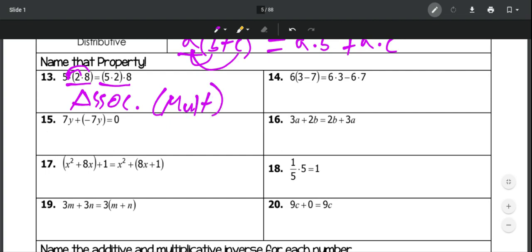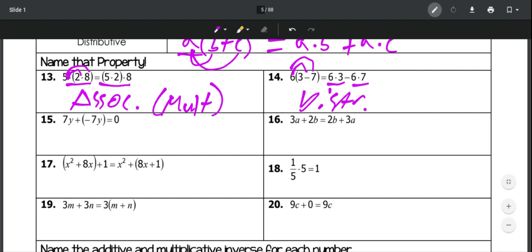Okay. Now 14. Now if we look at 14, we're doing some multiplying and some adding. If you're ever multiplying and adding or subtracting, you know it's probably going to be distributive. And if you look at this, if you distribute the 6 to both of those, this is what you get. That's going to be distributive. I'll do 15 as well.